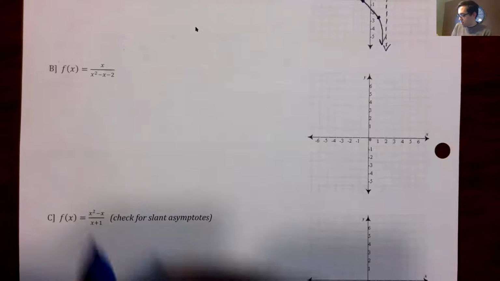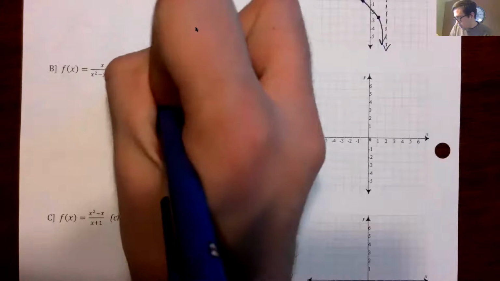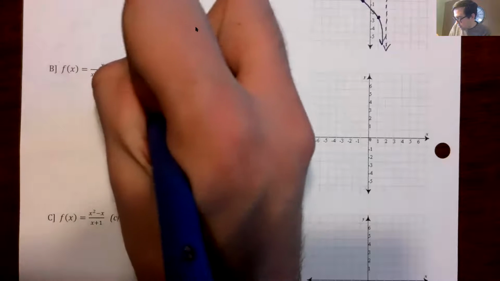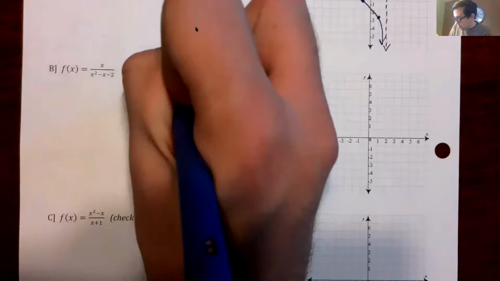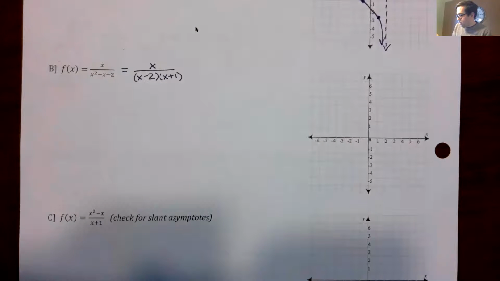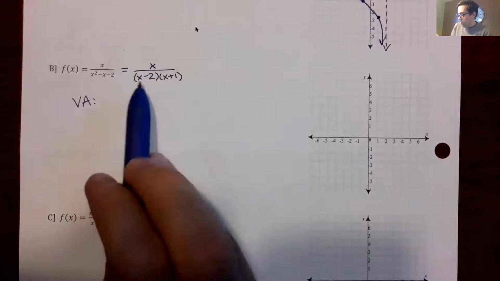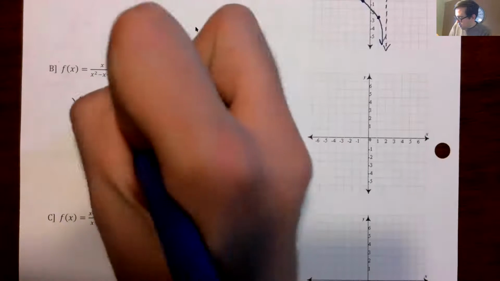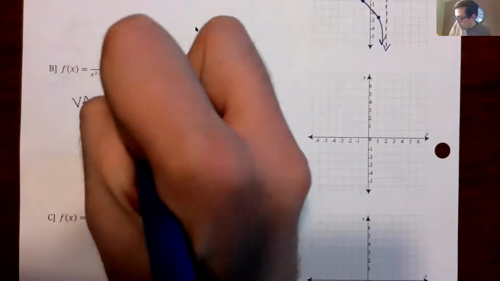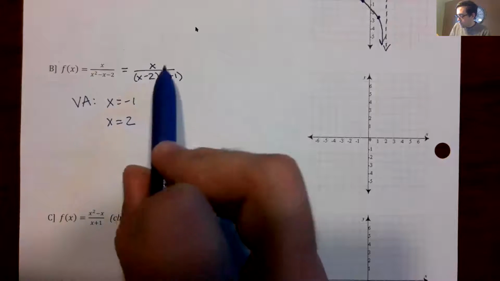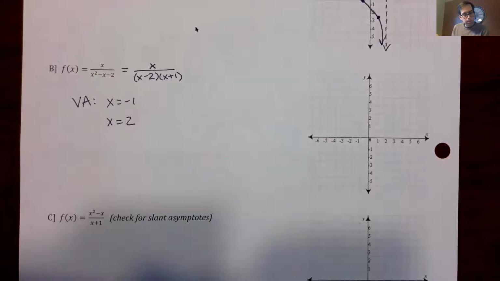To start this, let's factor as much as we can. The numerator is just going to stay x. The denominator can be split into x minus 2 times x plus 1. So our vertical asymptotes this time are going to be every time that one of these factors equals 0. So we got x equals -1 and x equals 2. And neither of those x values makes the numerator 0, so we're good.